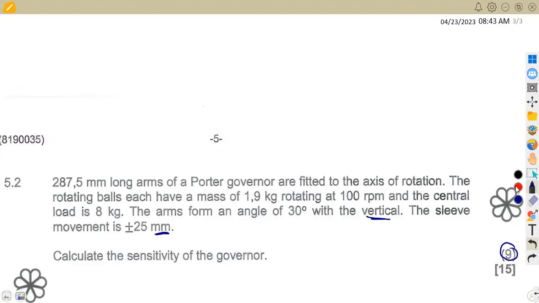Anyways, let's take the information that we are given. We are given the arms of the porter governor, and I'm going to refer to the length as L, which is given as 287.5 millimeters, which we can write in meters. Remember, 1 meter is equal to 1,000 millimeters, so you can divide by 1,000. This is going to give us 0.2875 in meters.